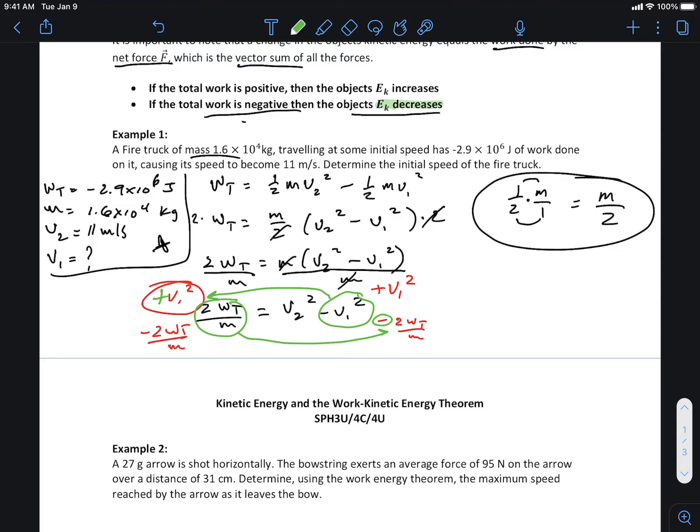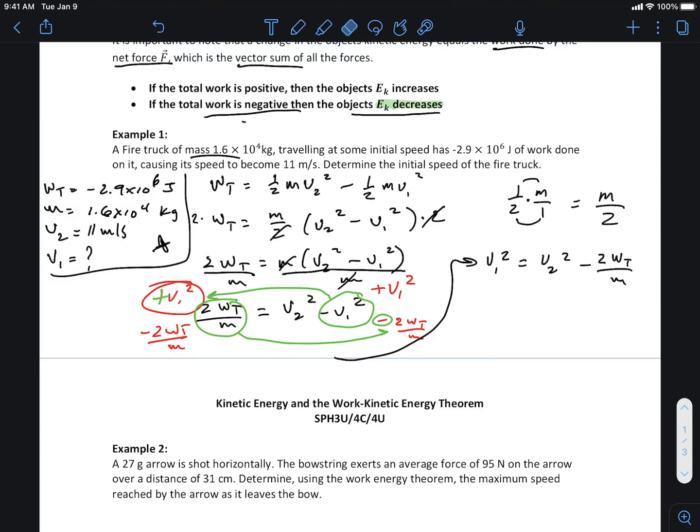And here's your final result. If I swing this up here, I have v1 squared is equal to v2 squared minus 2 work total divided by the mass. And how do I get v1 by itself? Square root both sides.